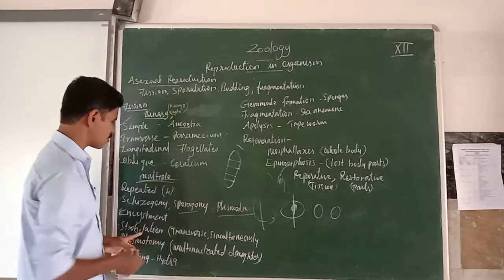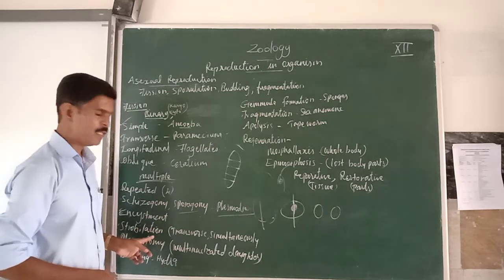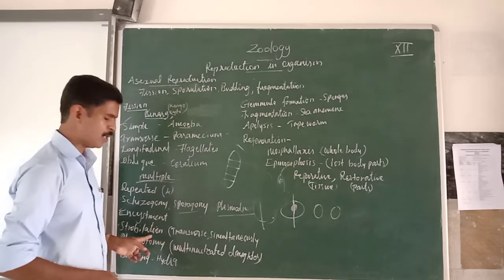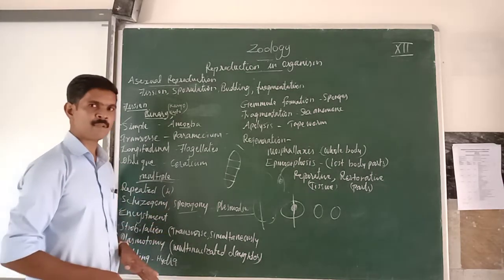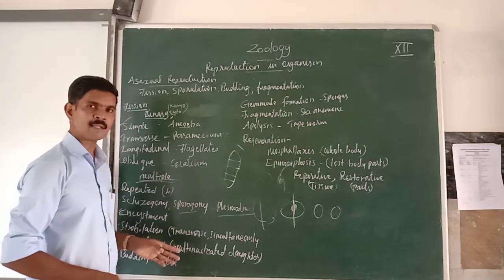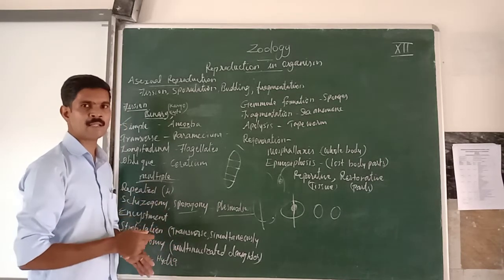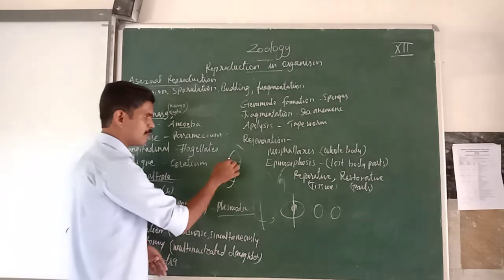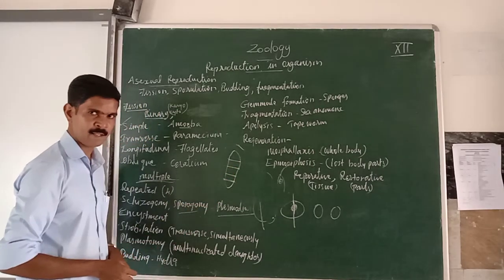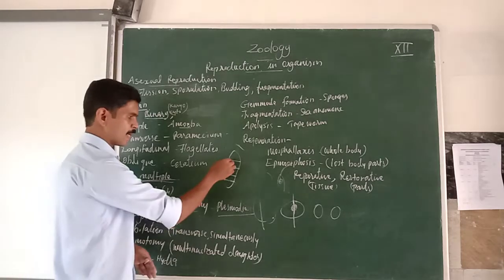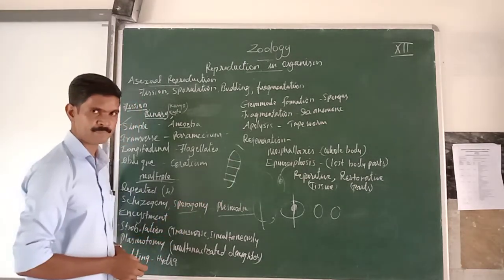So this is called strobilation. Strobilation is one of the asexual types of reproduction. In this type of reproduction, first the parent organism's body is divided into many small pieces in transverse direction, simultaneously. Understand?